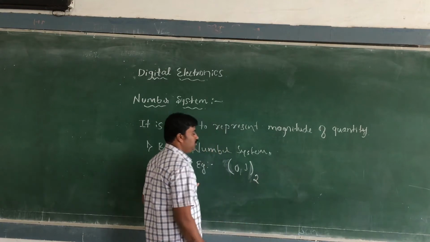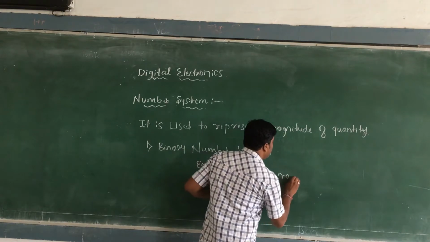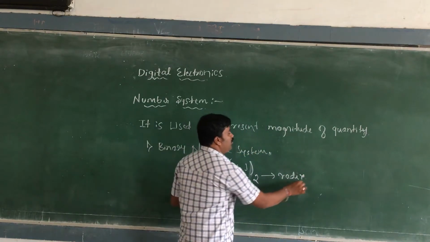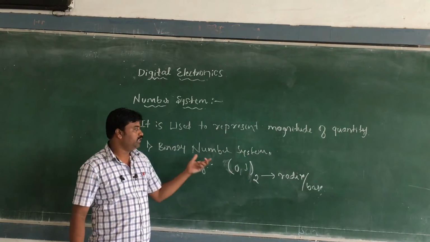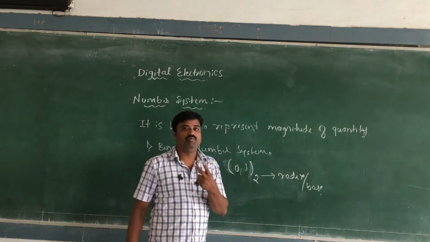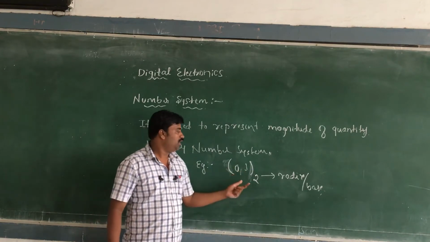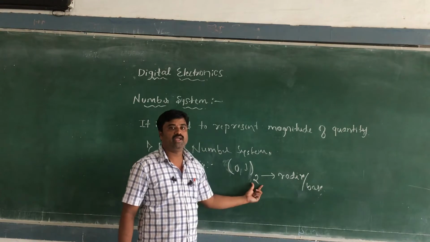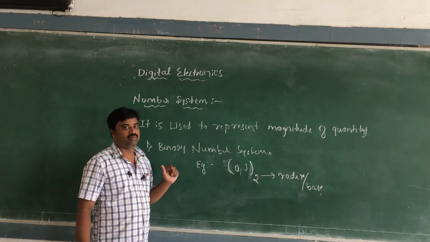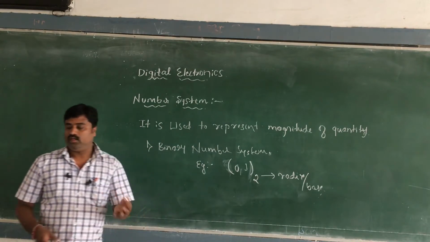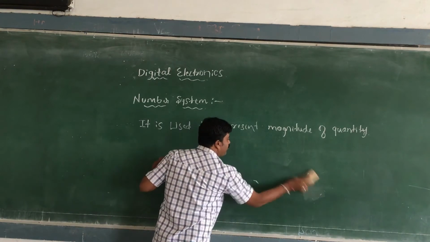So base 2 is the radix value. We can call it a radix value or base value. In this number system, it consists of only two numbers, 0 and 1. You must declare 2 as the base or radix value. This 2 represents the binary number system. And next we'll see the decimal number system.